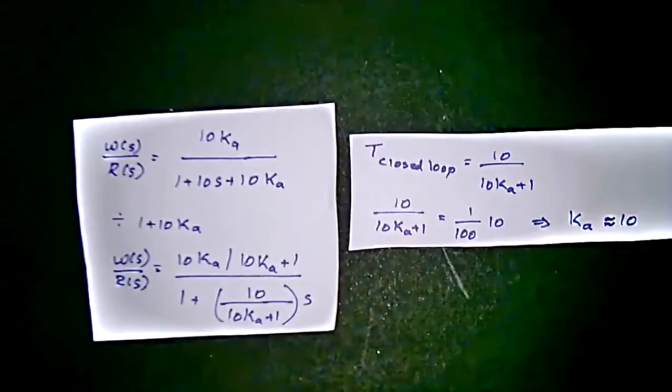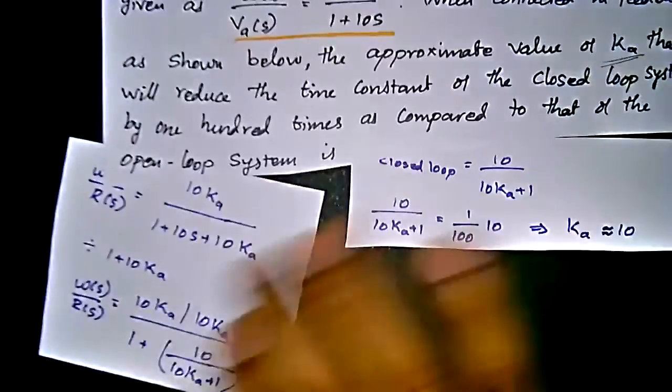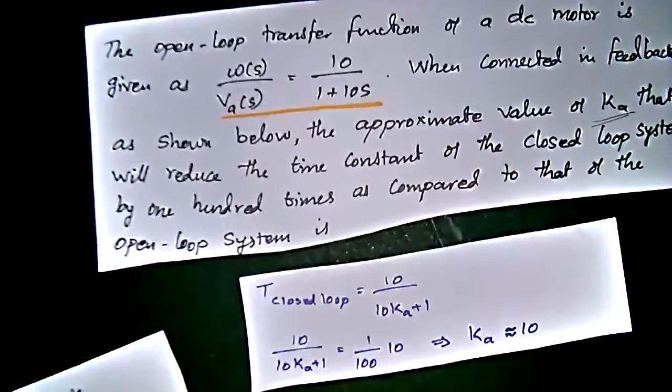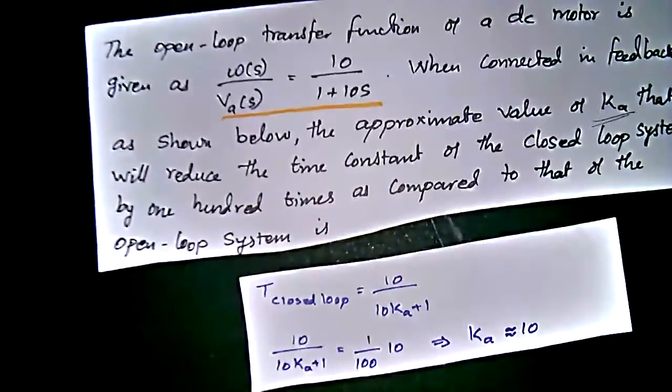This is the value of Ka for which the open loop time constant is 100 times more than the closed loop time constant. This is the value of Ka here. Thank you. Your comments are welcome.